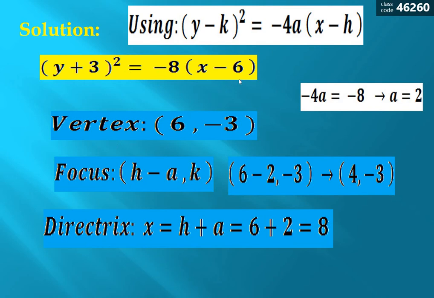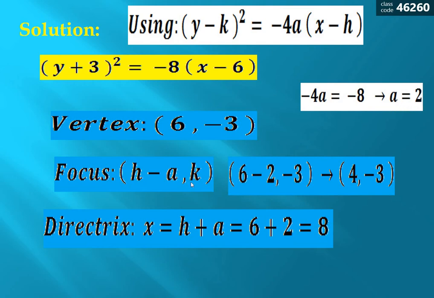The vertex is, just take the opposite of this negative 6. We have 6. And take the opposite of positive 3. We have negative 3. So that will be our vertex. Okay? To get the value of a, simply take whatever number is written outside this binomial, that will be equal to your negative 4a. So negative 4a is negative 8. So solving for a, we just divide both sides by negative 4. So a equals 2. Okay.